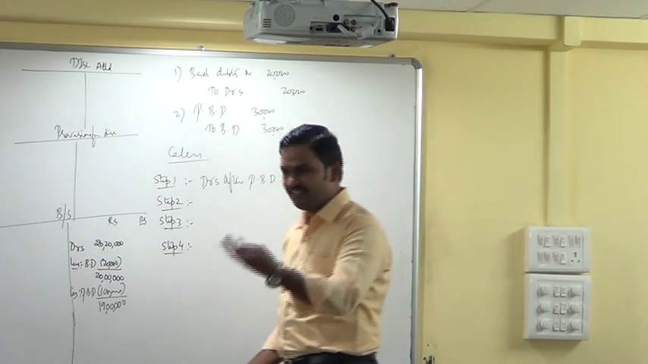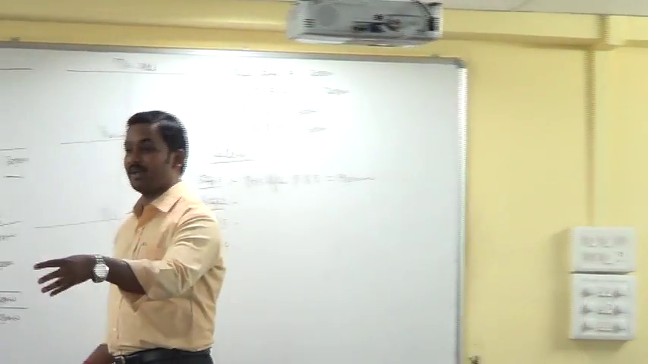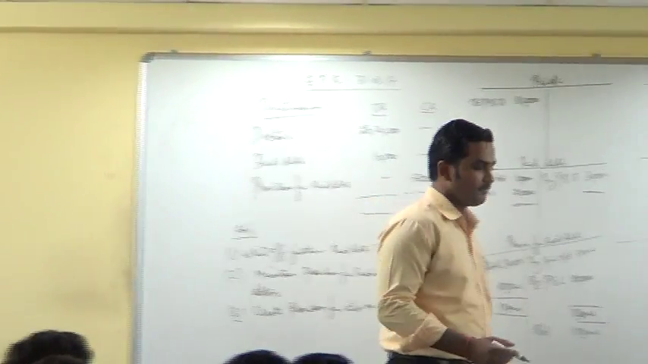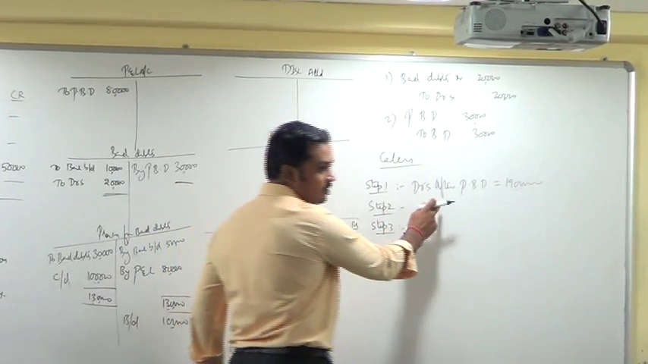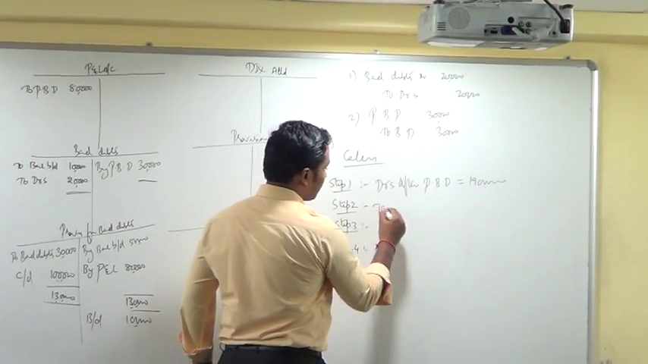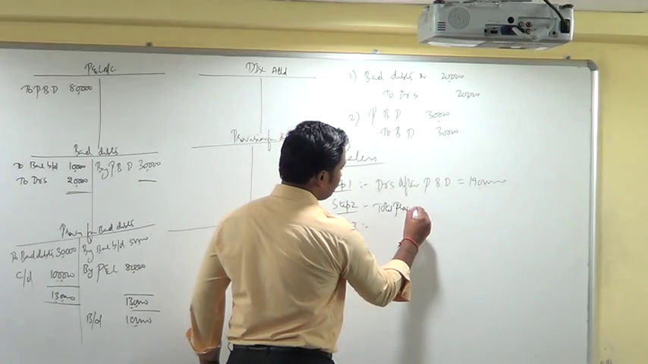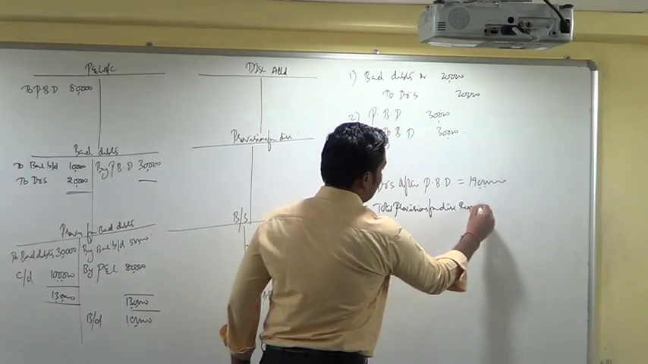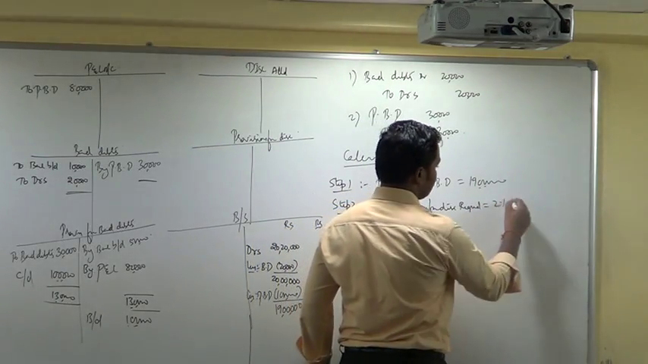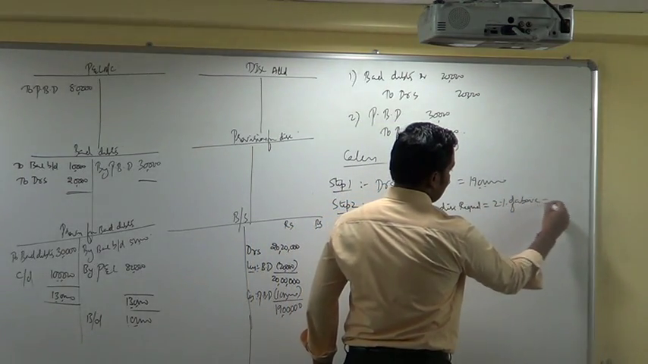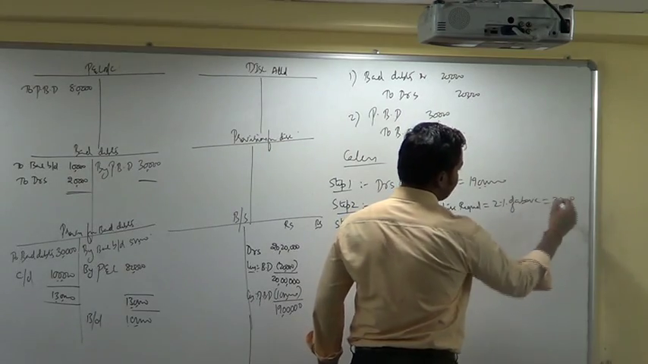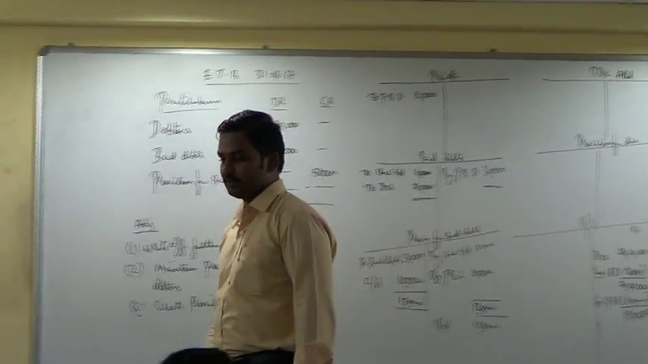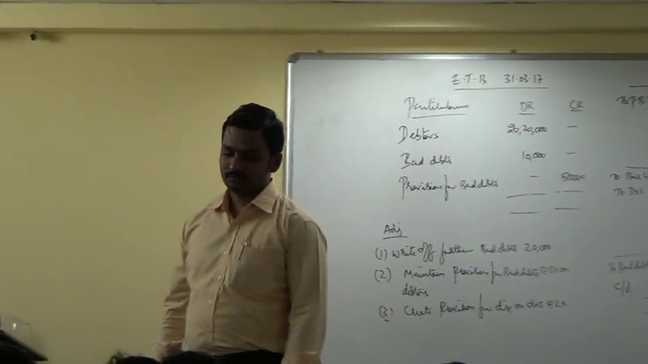A customer who is not going to pay will not be given a discount. Only those customers who are expected to pay will ask for a discount, and we are going to give them some discount. So debtors after provision for bad debts, how much? 19 lakh. Next, total provision for discount required: 2% of above, 38,000.